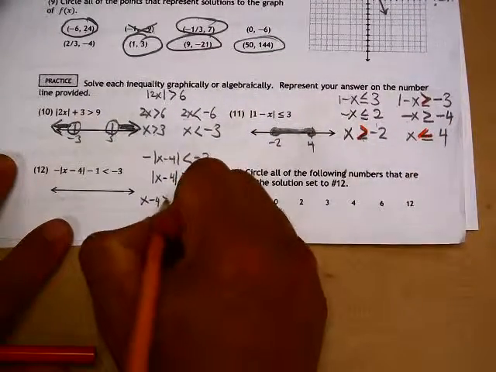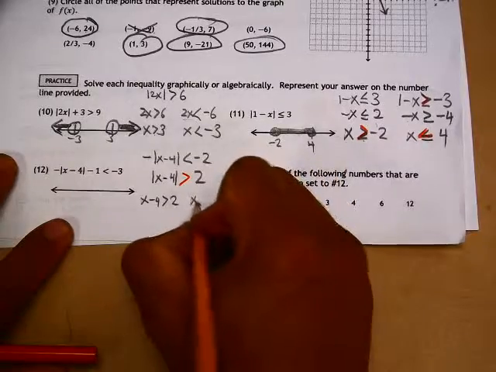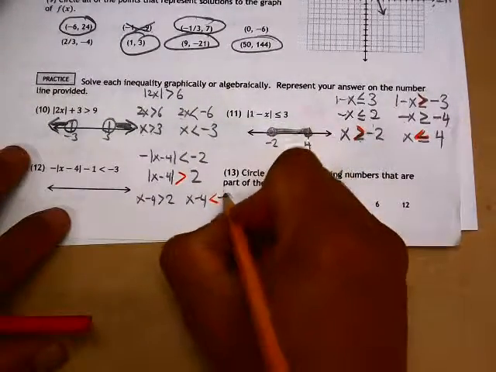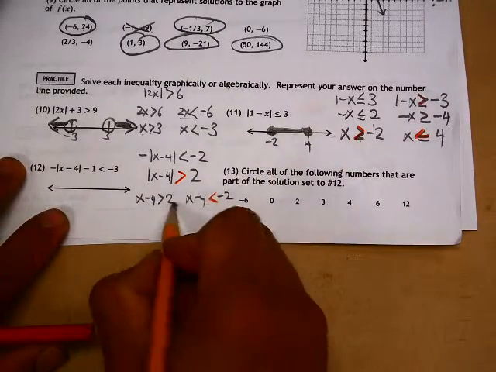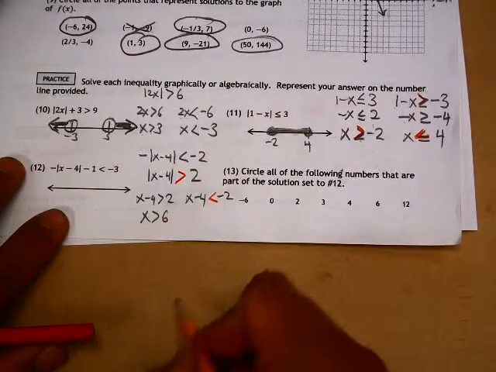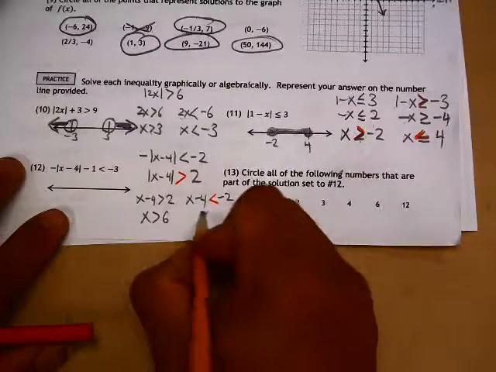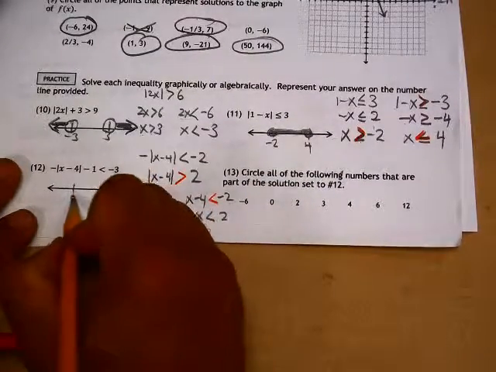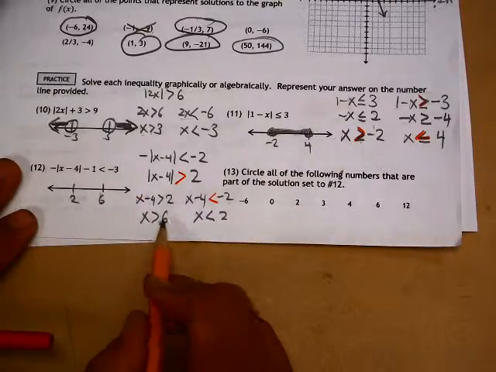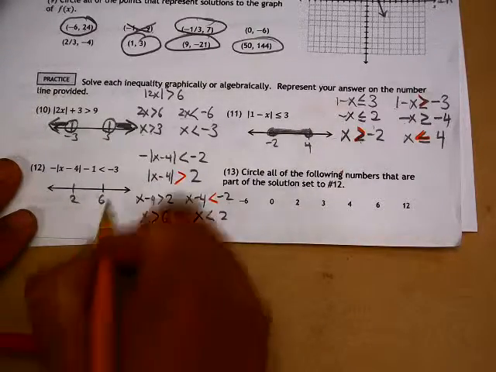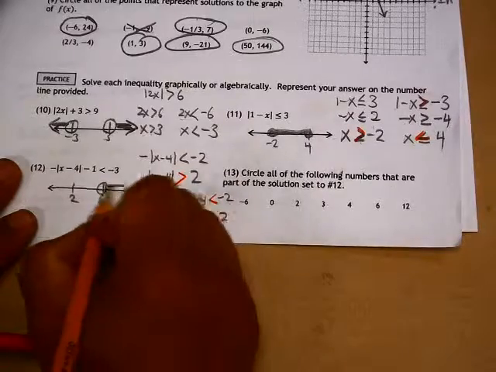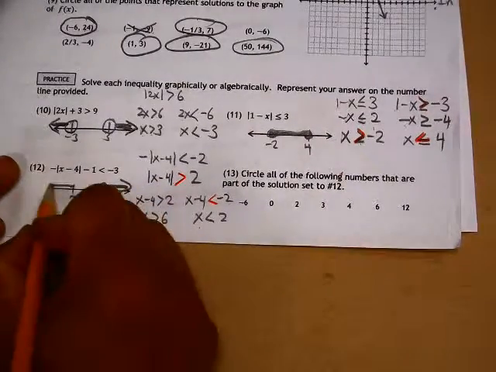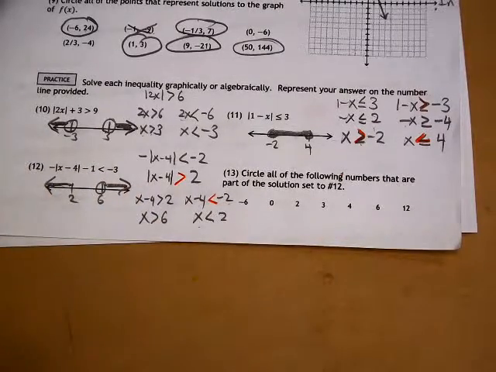X minus 4 is greater than 2, and x minus 4 is less than negative 2. Add 4 to both sides, x is greater than 6. Add 4 to both sides, x is less than 2. So our numbers are 6 and 2. If x is greater than 6, it starts at 6, open circle, and goes bigger. And this is x is less than 2, so it starts at 2 and goes lower.